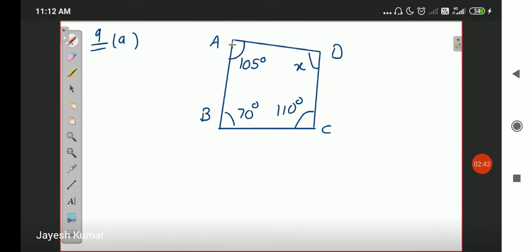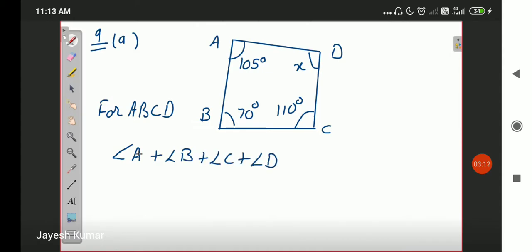The thing is, I've told you for any quadrilateral, sum of all the interior angles is always 360 degrees. That means for this quadrilateral ABCD, listen carefully: angle A plus angle B plus angle C plus angle D are all equal to 360 degrees. If you add all of these angles, the answer is always going to be equal to 360 degrees.